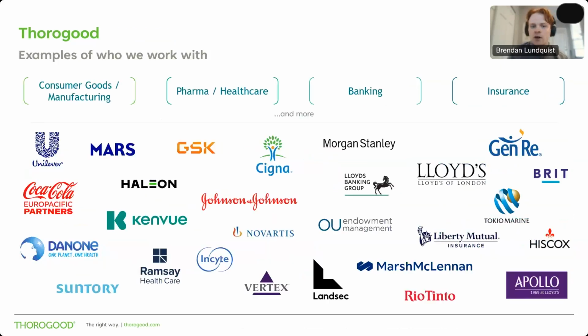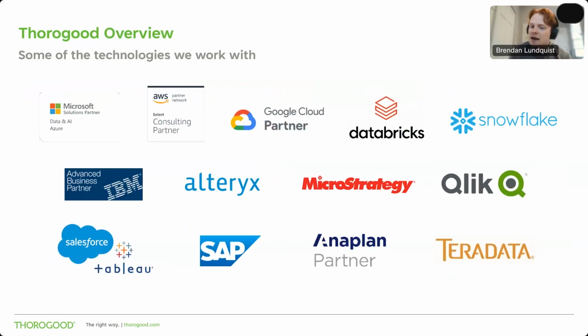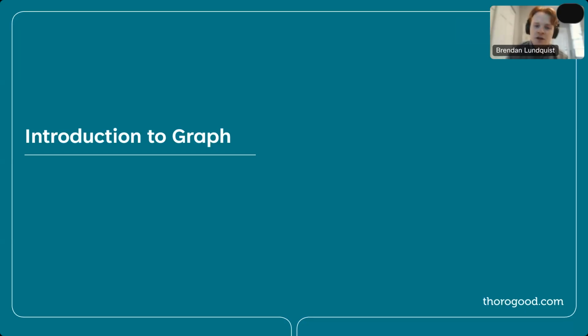Many of our clients are in 4 different types of industries: consumer goods and manufacturing, pharma and healthcare, banking, and insurance. And of course, we're not limited to these 4 verticals, but these industries typically lend themselves to being very data rich and are constantly seeking out creative ways to use data and AI in their respective industries. And as I mentioned, we are an independent consultancy, so we maintain close partnerships with many of the key vendors in the data and AI space. And these are just to show some of the major technologies that we work with. And our independence really means that we can identify the best possible solutions for our customers based upon their needs. So that's a brief intro to Thorogood.